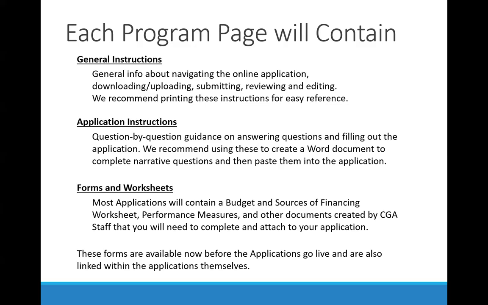There will also be links for any forms and worksheets that will be required. Most applications will contain a budget and sources of financing worksheet that you'll need to complete, possibly separate attachments for performance measures or other documents created by coordinated grant application staff that you'll need to complete and attach on your application. These forms are available live now, and they will also be included where the questions are within the application that it refers to.